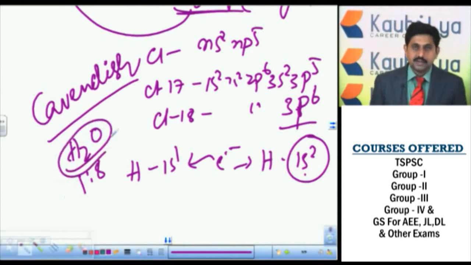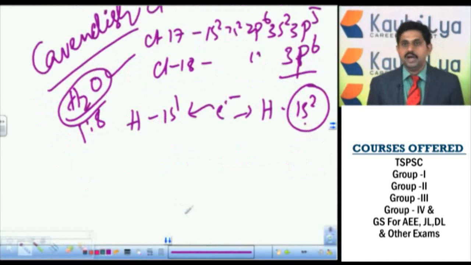However, this is somewhat explosive also. It is explosive, so we do not fill balloons with hydrogen. Generally, balloons are filled with helium gas, not with hydrogen gas.